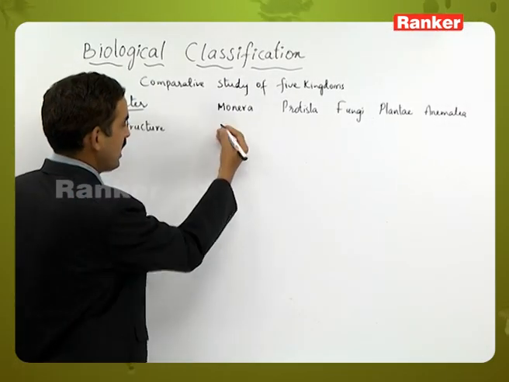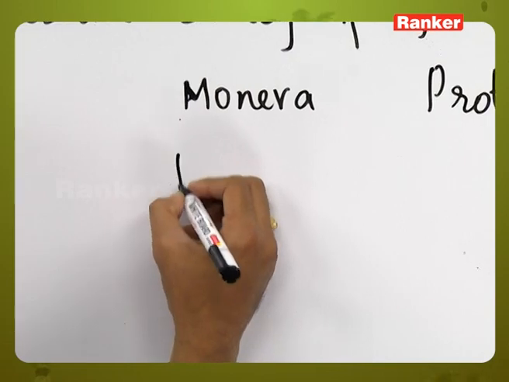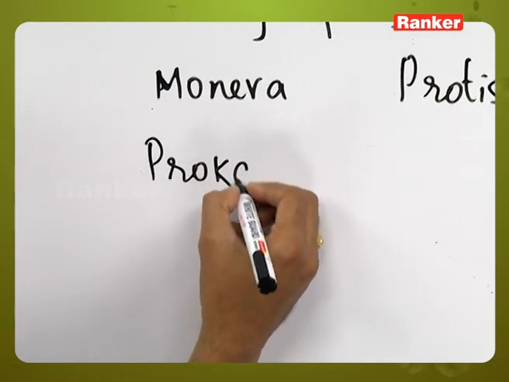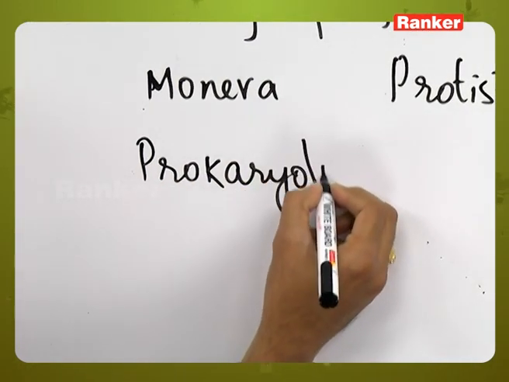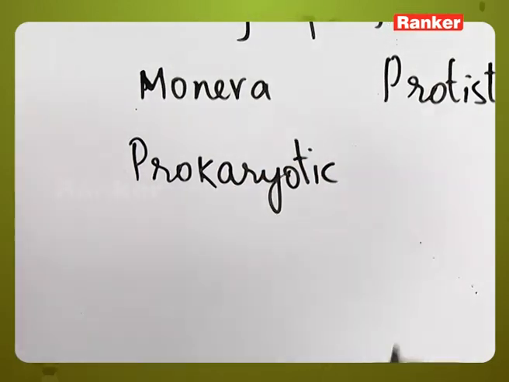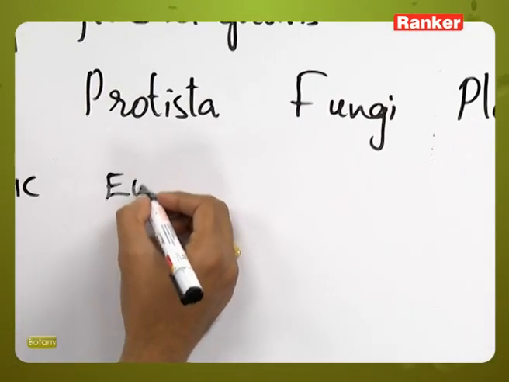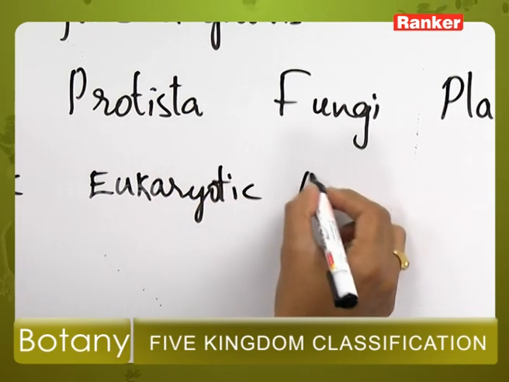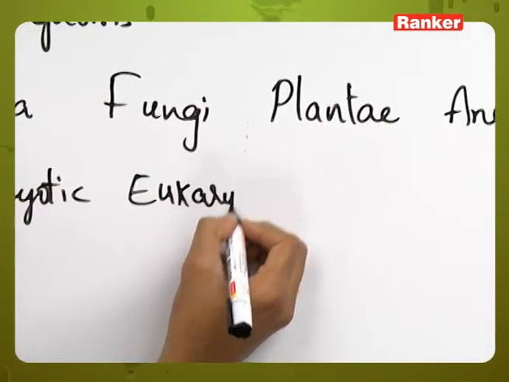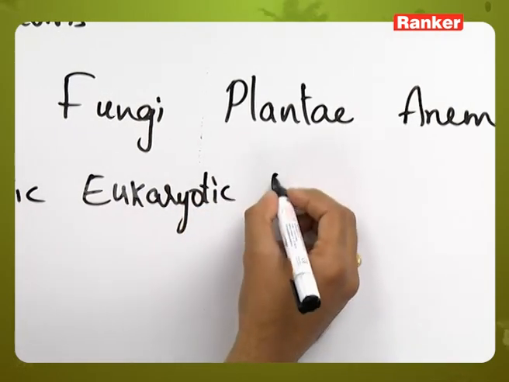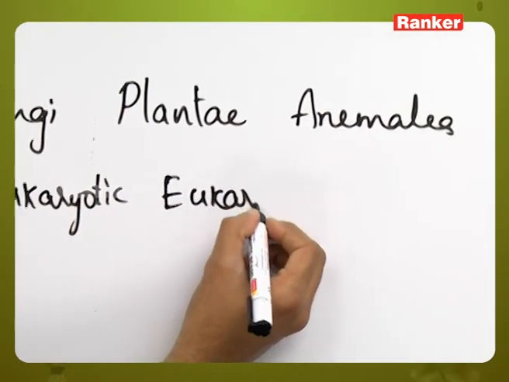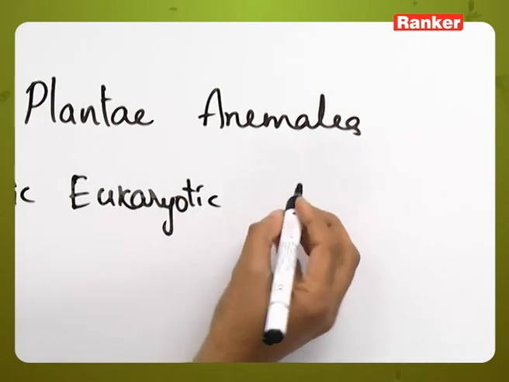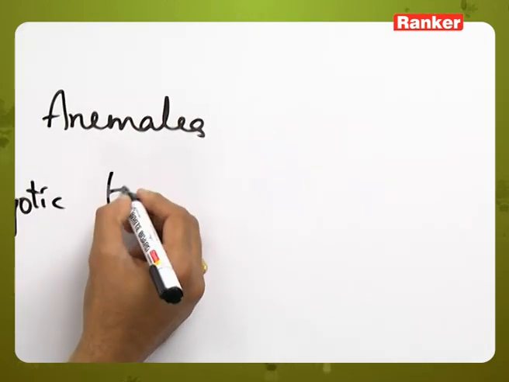Here Monera includes only prokaryotic organisms. The cell structure is prokaryotic, whereas in all other groups it is eukaryotic in nature. In Protista it is eukaryotic, in Fungi it is eukaryotic, in Plantae eukaryotic, and in Animalia also it is eukaryotic.